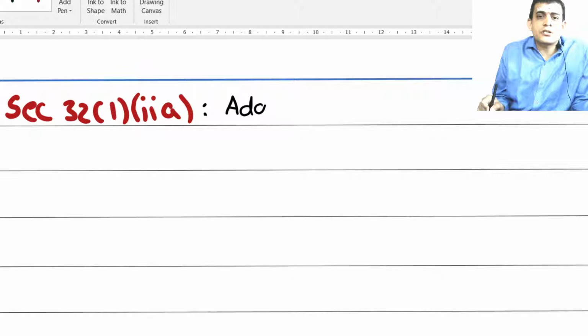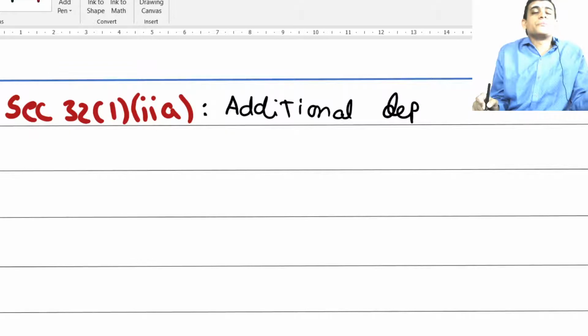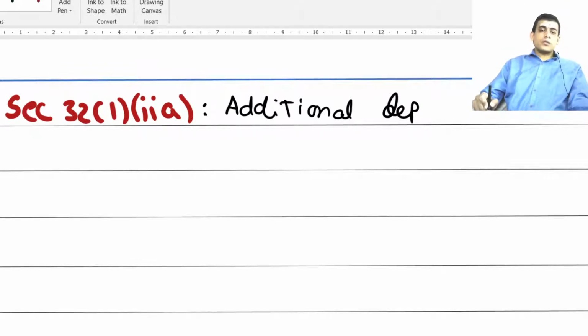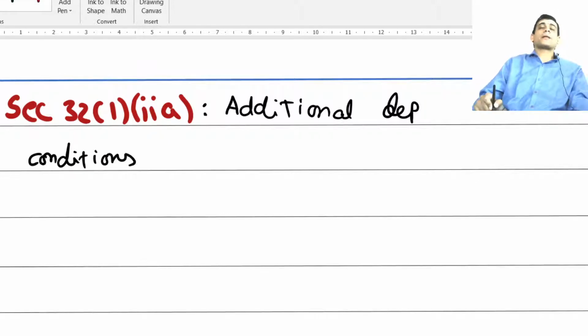Additional depreciation. What is the meaning of that? The meaning of additional depreciation is that along with the normal depreciation which you are taking on the WDV, in addition to that you can take some other depreciation, provided some conditions apply. That means if the following conditions are complied with, then you can take some additional depreciation. That is what is mentioned under section 32 subsection 1 clause 2a.